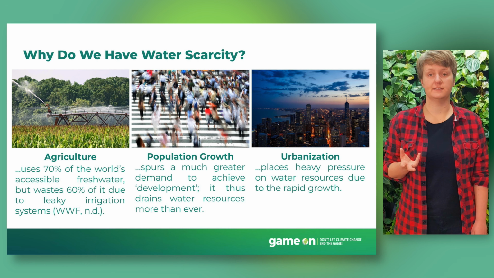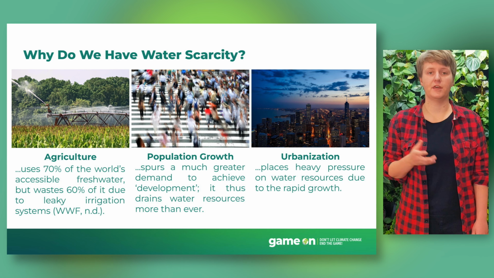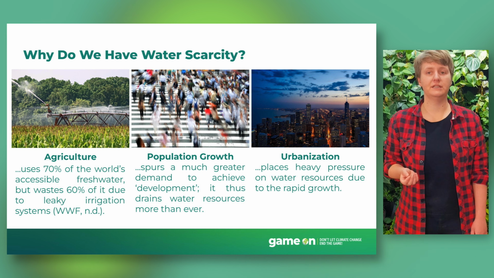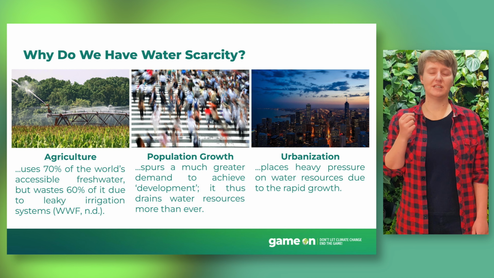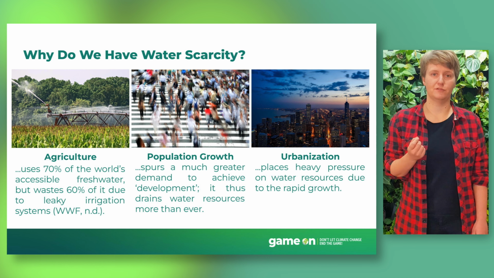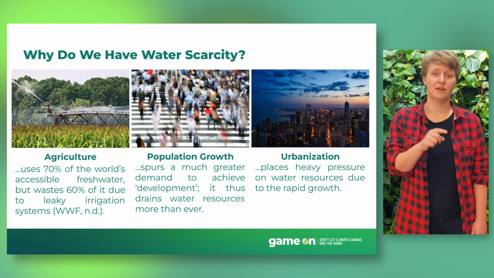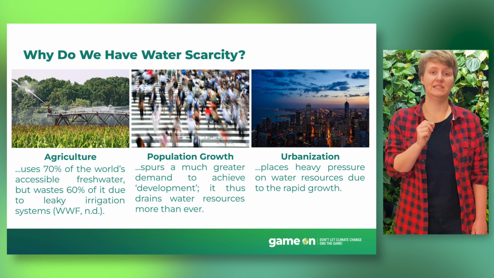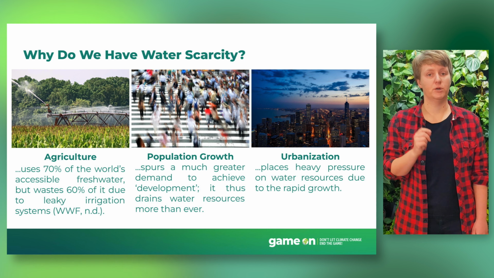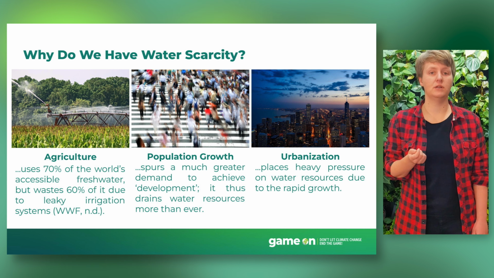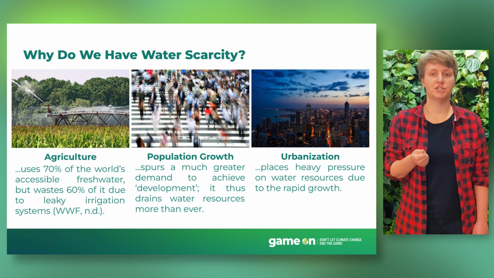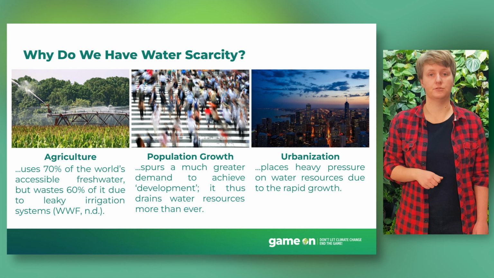Inefficient irrigation practices in agriculture, population growth, and poorly planned urban growth are further reasons adding to water scarcity. In the case of agriculture, it uses around 70% of the planet's available fresh water, but on the other hand, wastes 60% of it due to leaky irrigation systems. Population growth, especially in the context of poorly planned urbanization, puts a greater pressure on water consumption, further draining the resources.